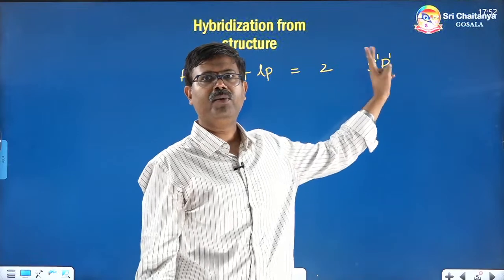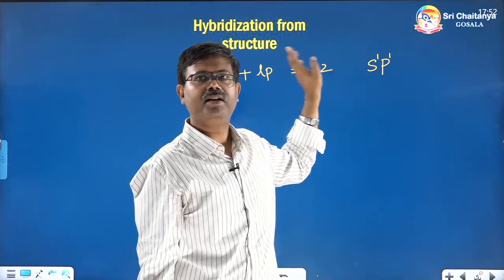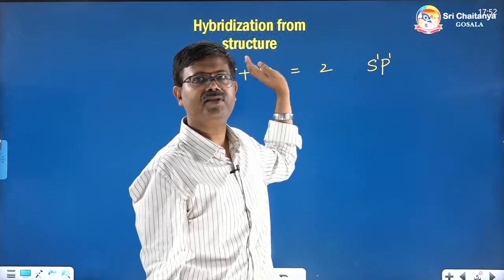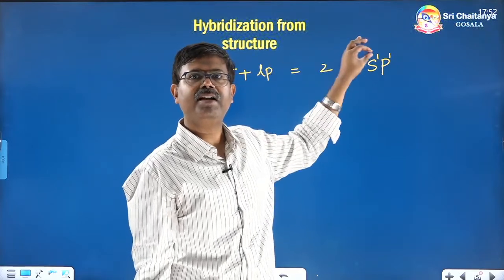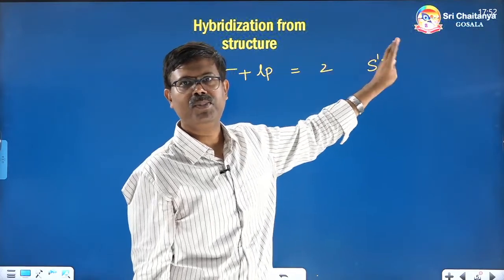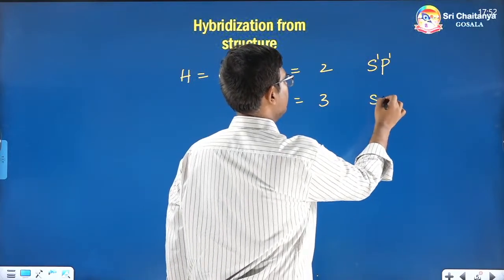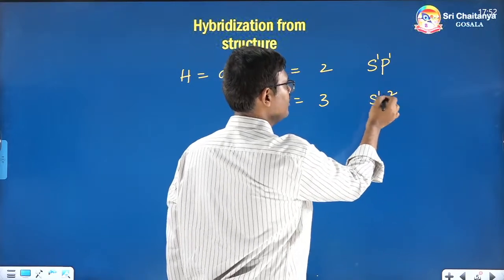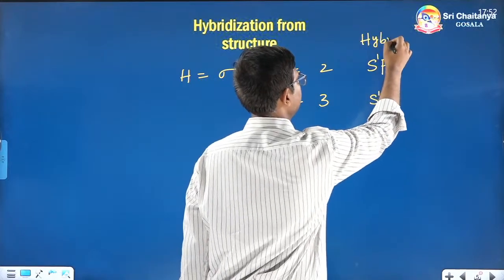S1 P1, 1 plus 1 is 2, like that you remember. I will show you with an example, but first understand, if sigma plus lone pairs value is 2 for a given atom, then the atom's hybridization is what? sp. Suppose if it is 3, then the hybridization will be sp2. See, 1 plus 2, 3. This is the hybridization.